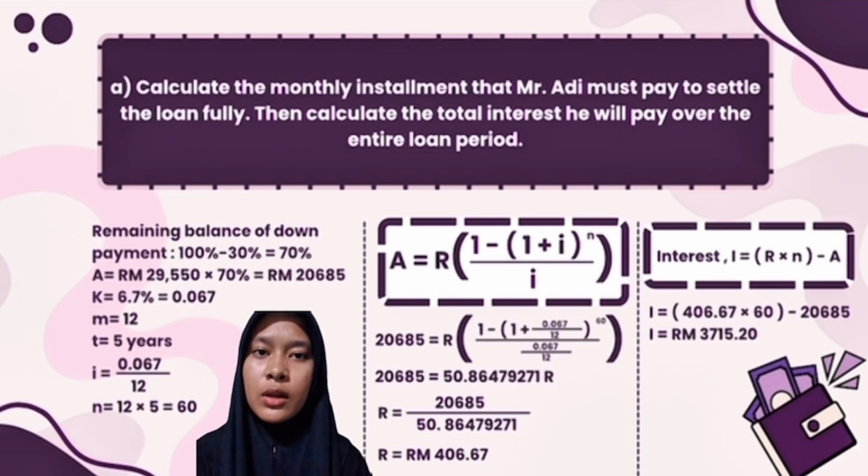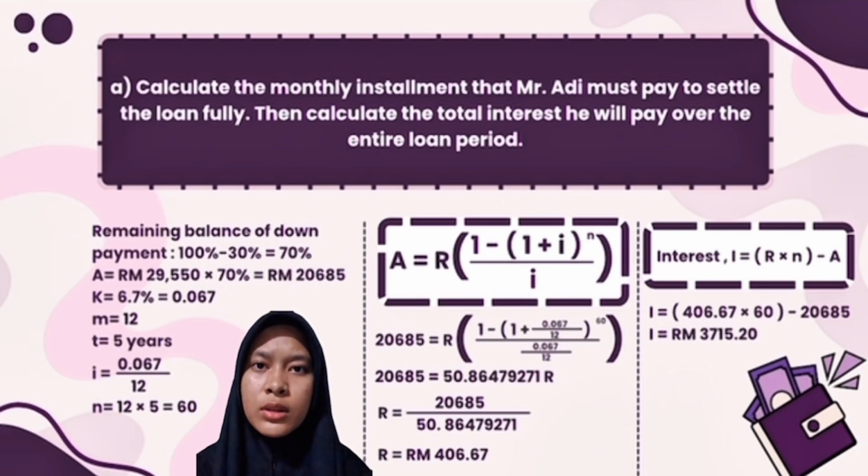So we get 20,685 equals 50.8647927 R. Then R equals 20,685 divided by 50.8647927. Then we get 406 ringgit and 67 cents for R.